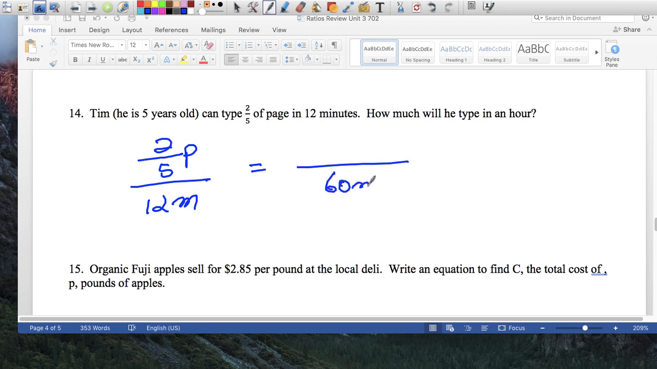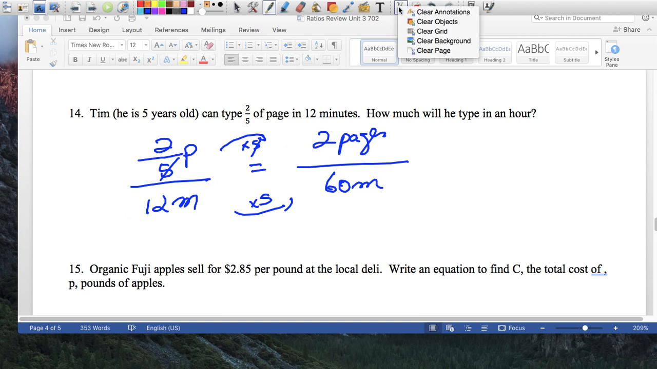1 hour would be 60 minutes. So times 5 is the relationship. So times 5 here would be the relationship. And the answer would be 2 pages, because this 5 and this 5 can cross out, and you get 2 times 1, which is 2. So in 60 minutes, which is 1 hour, you can type 2 pages.